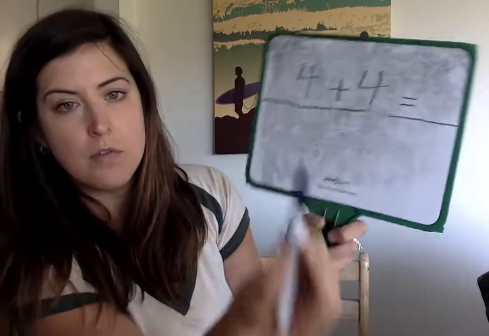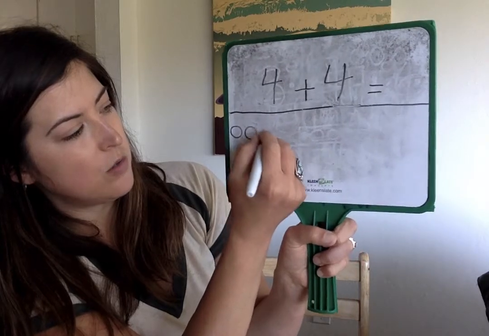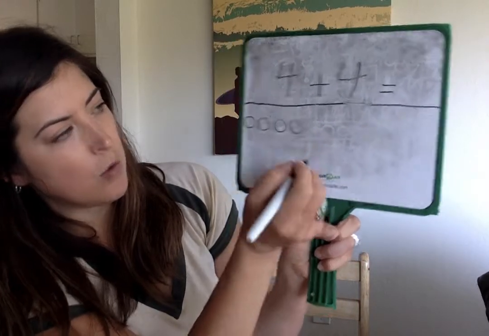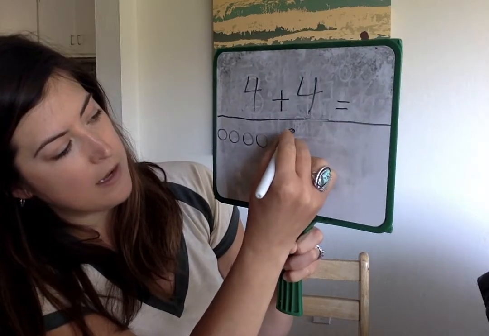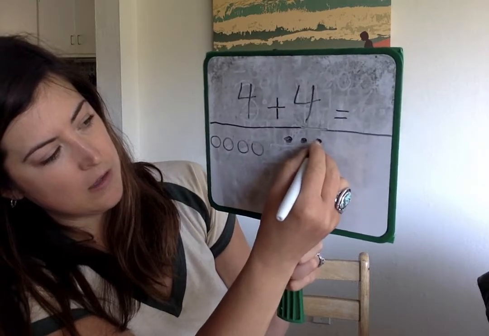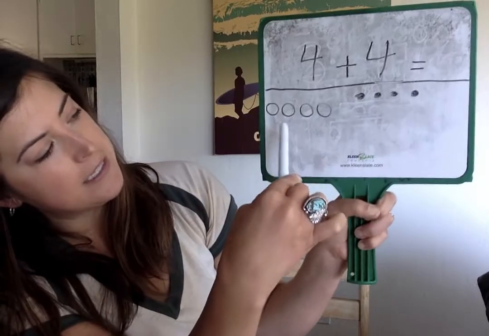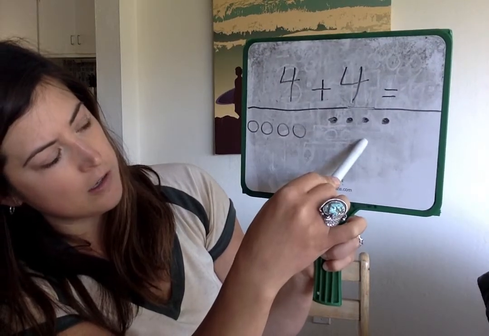Four plus 4. Let's show that in a picture. 1, 2, 3, 4. 1, 2. We need 4 more. 3, 4. And see how I can see my 2 groups? 4 are here, 4 are here.